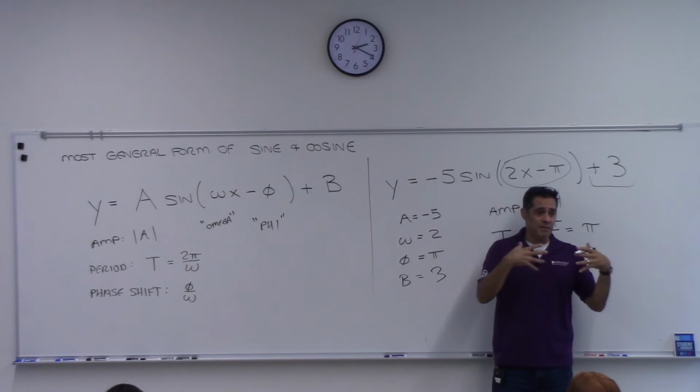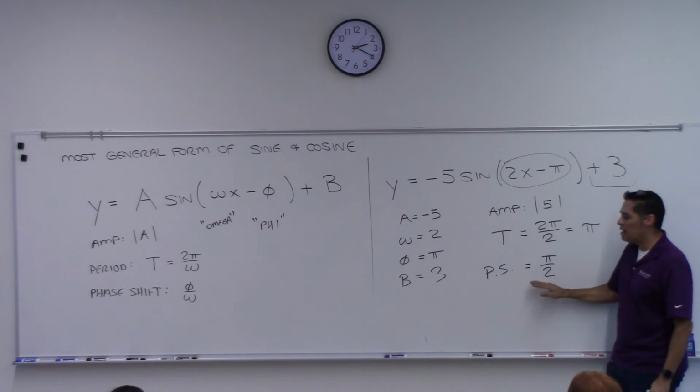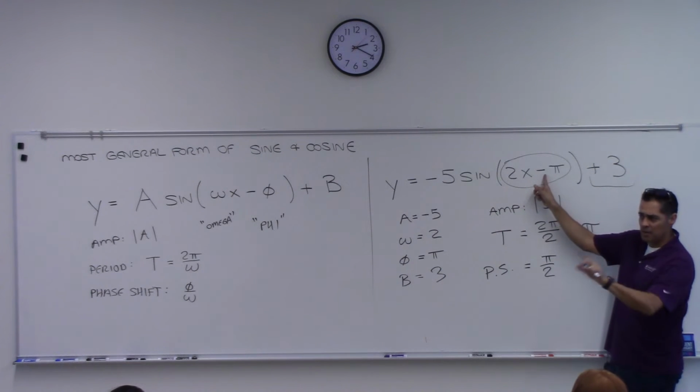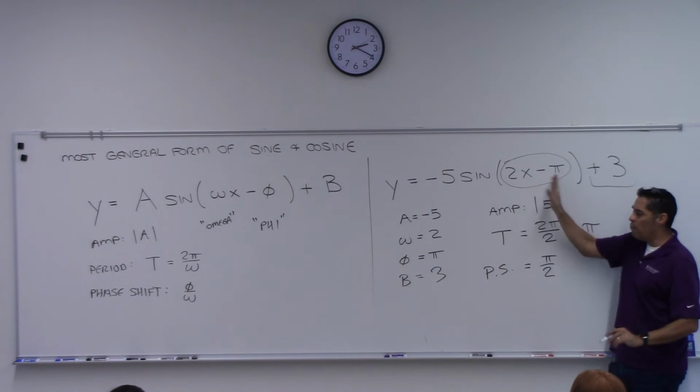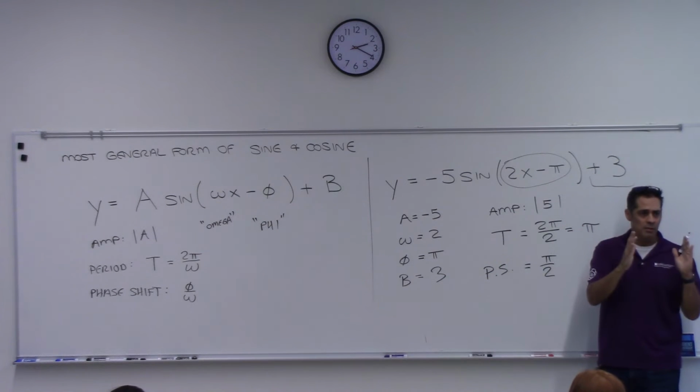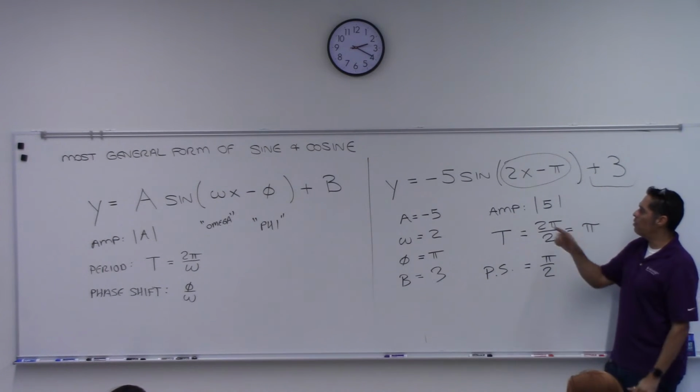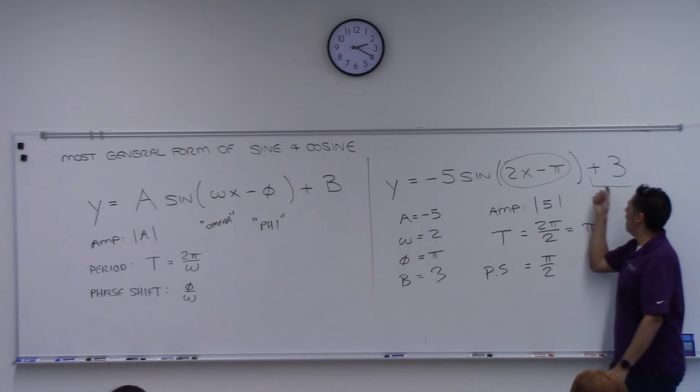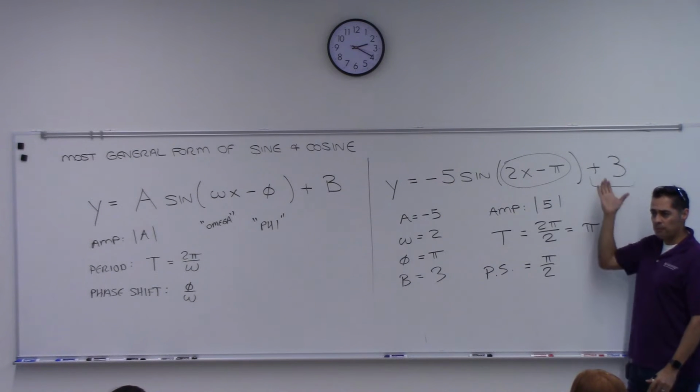The phase shift is already taken care of. You don't have to worry about this. When you set that equal to the 5 different points, that will take care of your phase shift for you. The only thing you have to really worry about is the flipping and the up or down with this number.